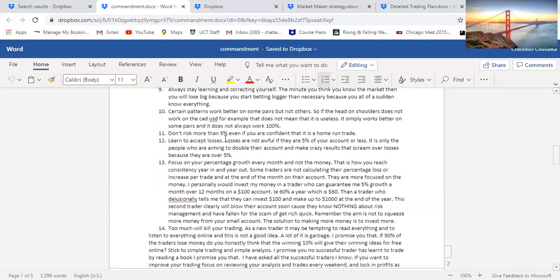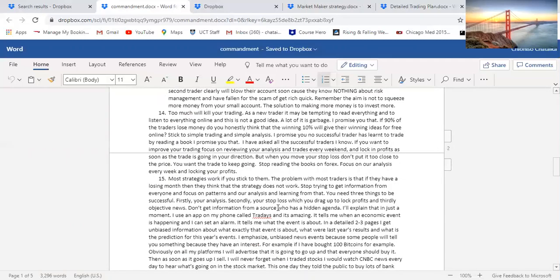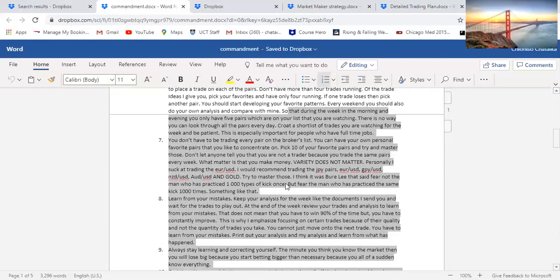Don't ever risk more than 5%, even if I'm confident that it's a home run. Learn to accept losses. Focus on your percentage growth and not the money. Too much will kill you in trading. And still, I vow by this, because actually this was my first commandment on day 14, which is too much in trading will kill you.